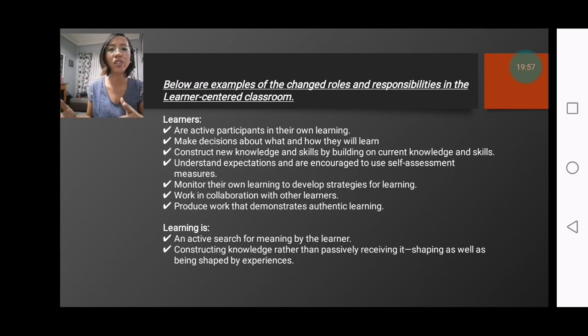So learners are active participants, all right? So this is what you do. Learners make decisions about what and how they will learn. So these are just a summary of what has been discussed earlier or previously, all right? And so on and so forth. So what about learning? Definitely, learning is an active search for meaning by the learner.